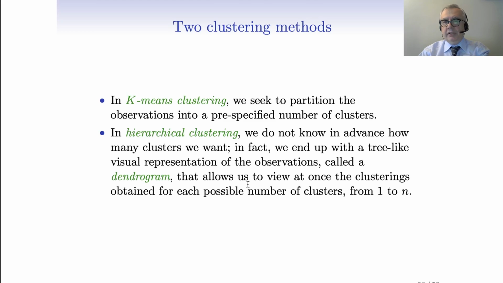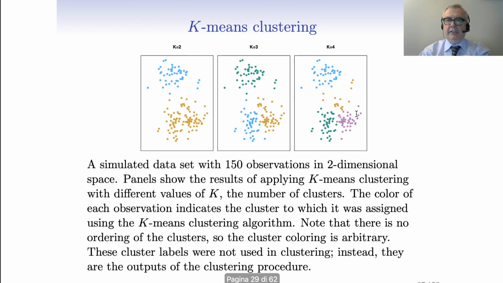We will consider first k-means clustering, where we try to partition the observations into a pre-specified number of clusters. Let's illustrate this by an example. So we have a simulated data set with 150 observations in a two-dimensional space. These three panels show the results of k-means clustering when I decide different numbers of clusters. So here I decide that I want 2 clusters, here I want 3, and here I want 4 clusters.